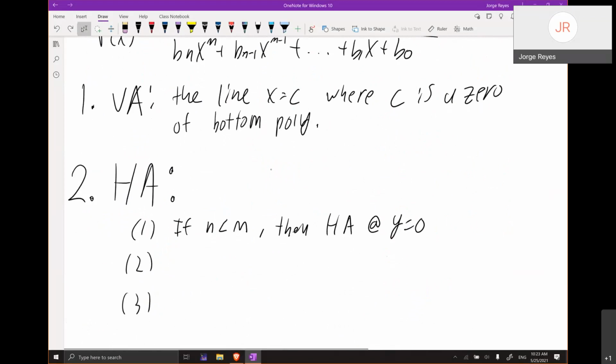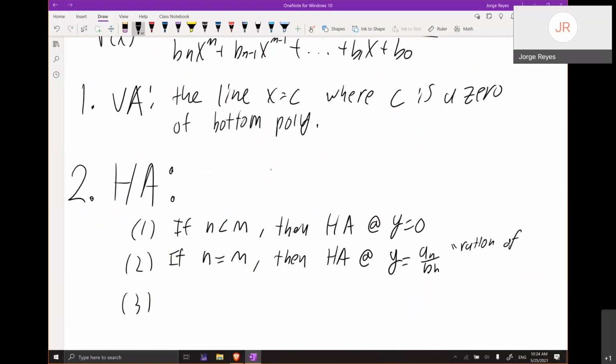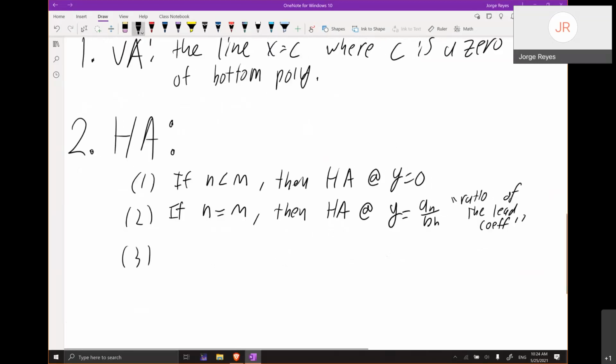Now, if they're equal, so if m equals n, if they have the same power, then the horizontal asymptote is y equals an over bn, also known as the ratio of the lead coefficients. And then we have the last case. If the top has a bigger power than the bottom, you don't have a horizontal asymptote.